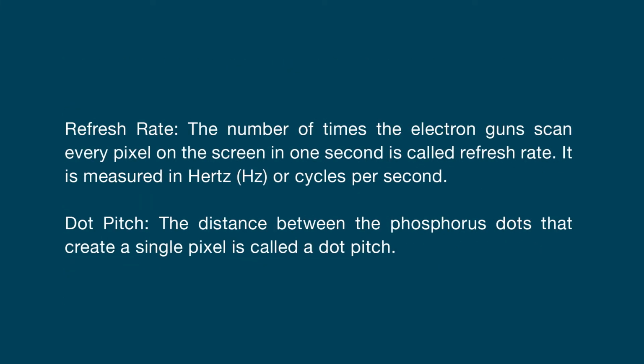Refresh rate. The number of times the electron gun scans every pixel on the screen in 1 second is called refresh rate. It is measured in hertz or cycles per second. Dot pitch. The distance between the phosphorus dots that create a single pixel is called a dot pitch.